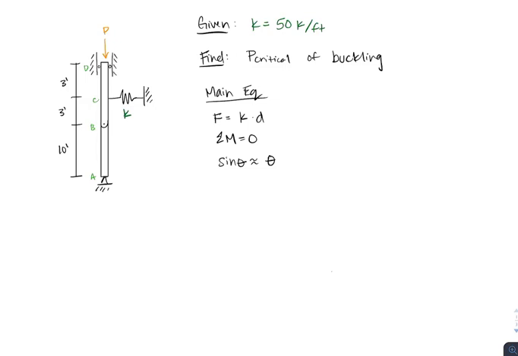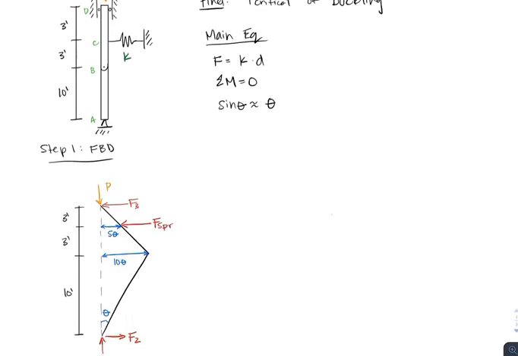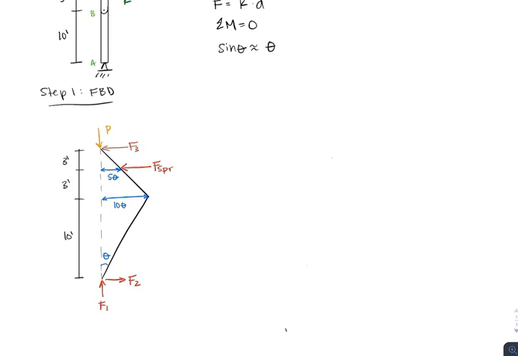First thing we're going to want to do is draw our free body diagram. So step 1 is going to be our free body diagram. And I've already drawn it up here for you guys. So this is what our free body diagram is going to look like. The deformation of the system is greatly exaggerated just so we can see the distances easier.